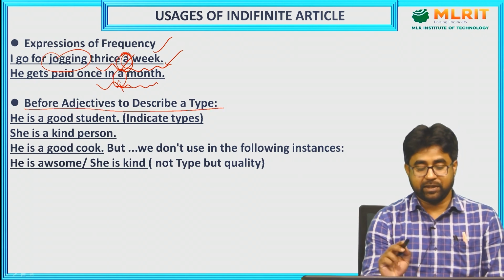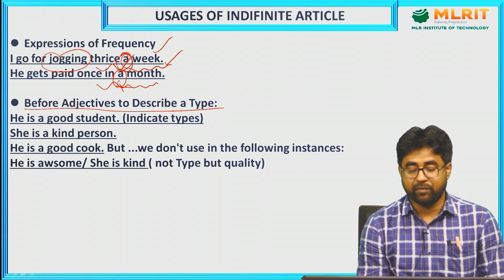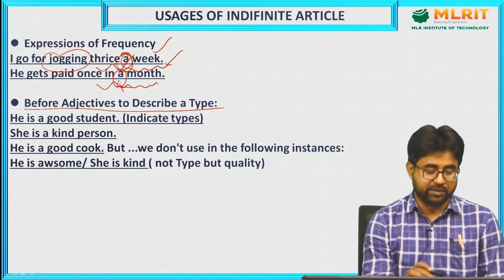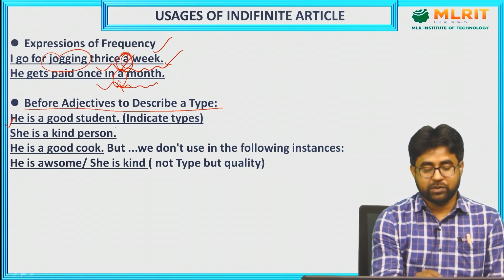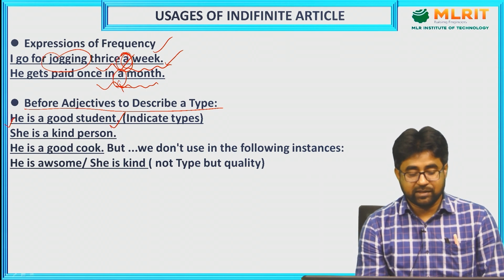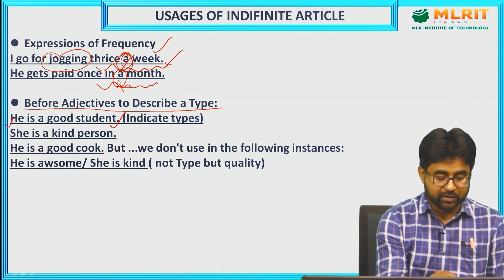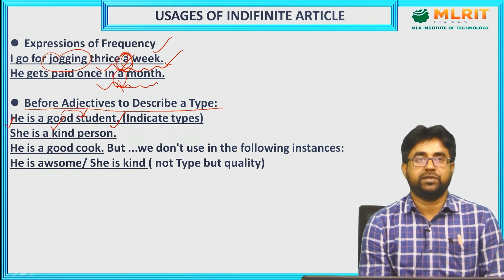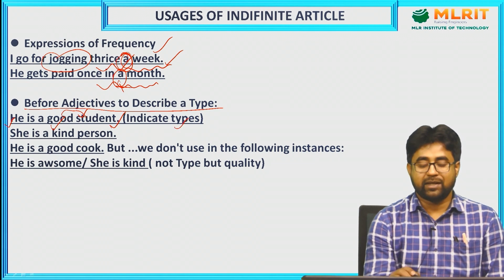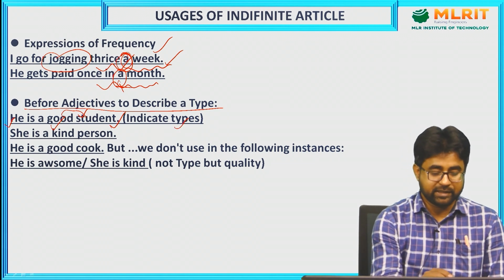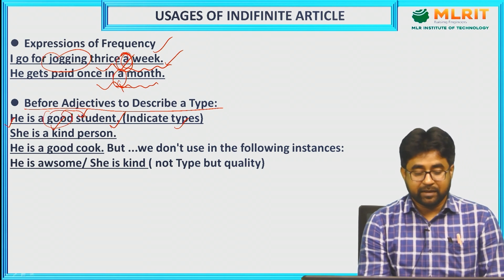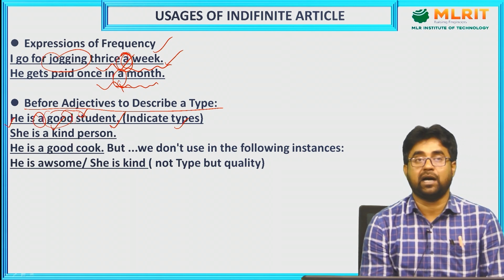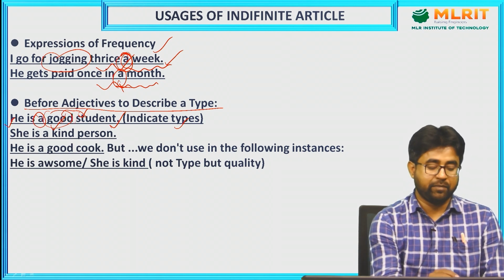Now this is one thing that we need to remember: before an adjective to describe a type. There are certain descriptive adjectives that we use to describe certain things, certain types. See the example here. He is a good student. First tell me, what is the descriptive adjective here? You can see good is the descriptive adjective. What is it doing? It is describing the type of the student. What kind of student? He is a good student. Before these kinds of descriptive adjectives also we use the indefinite article.